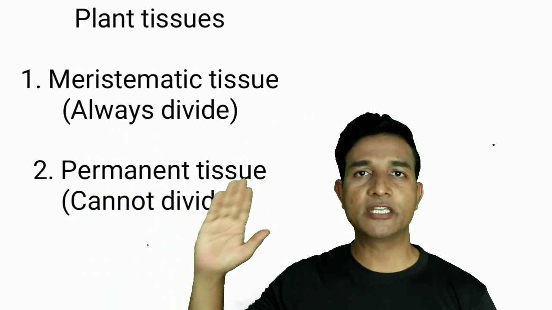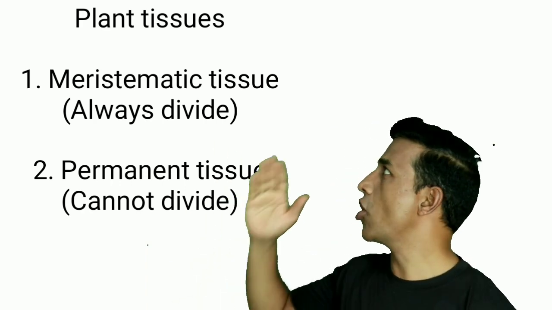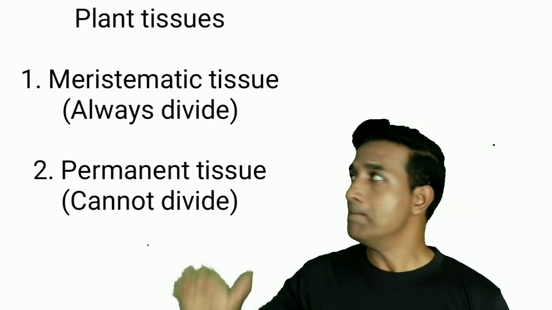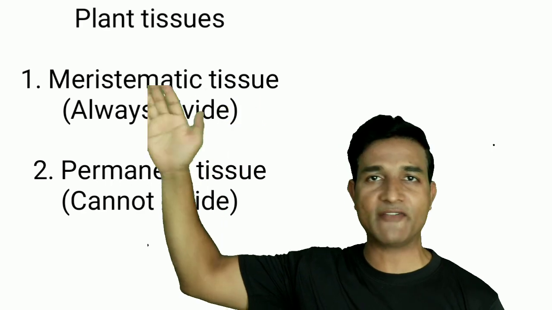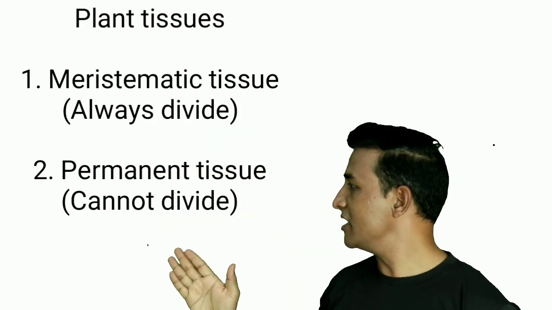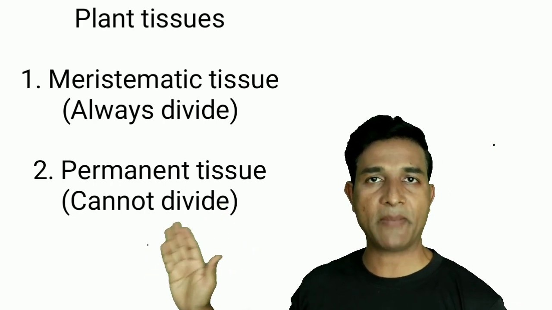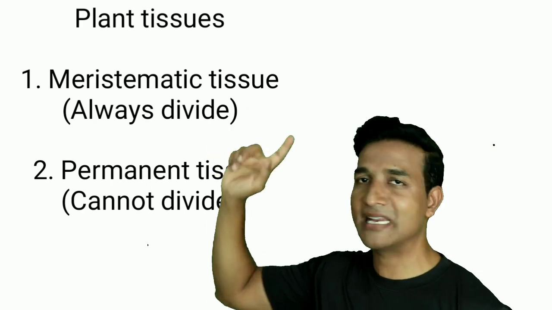Plants have tissues which are classified under two categories. One is called meristematic tissue, the other is called permanent tissue. Meristematic tissues are those type of tissues which always divide, and permanent tissues are the tissues which have lost the capacity of cell division. Let us discuss now more about meristematic tissues.